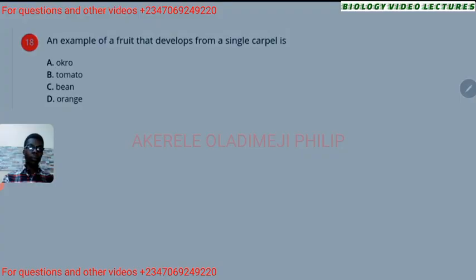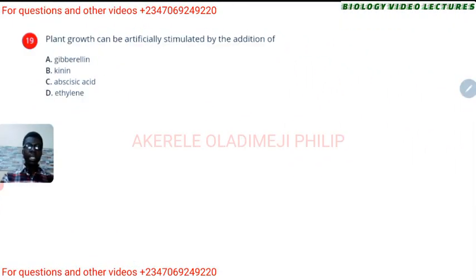All right. So it says here, plant growth can be artificially stimulated by the use of gibberellin. All other ones are some sort of growth inhibitors in a way. So gibberellin or auxin. Auxin is not here, but gibberellin will still do some growth job, really.